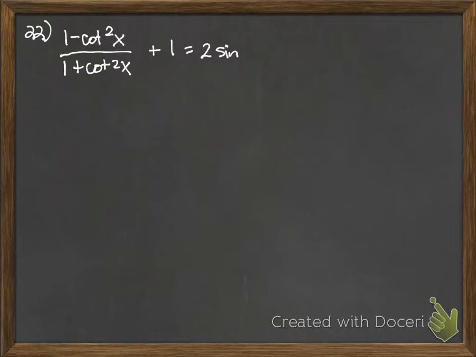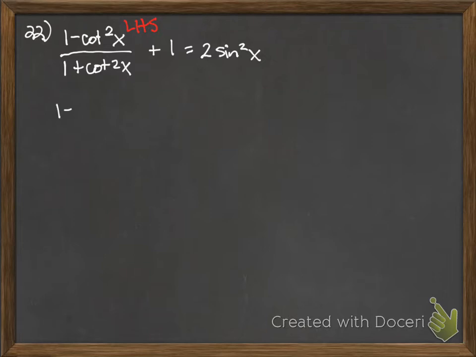and we have 1 minus cotangent squared, and I'm going to use an x here because I don't like those v's, over 1 plus cotangent squared x, plus 1 equals 2 sine squared x. So once again, I look at this and my left-hand side looks so much more complicated than my right-hand side. Okay, so what I want to do is turn that 1 so it has a common denominator.